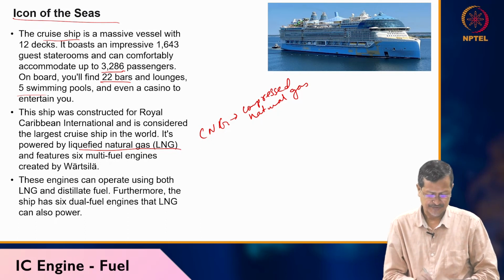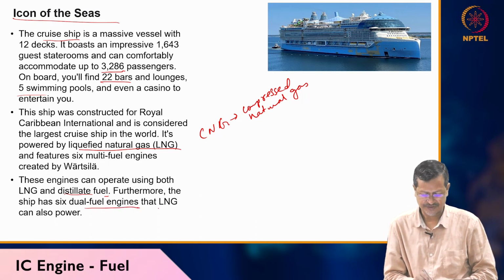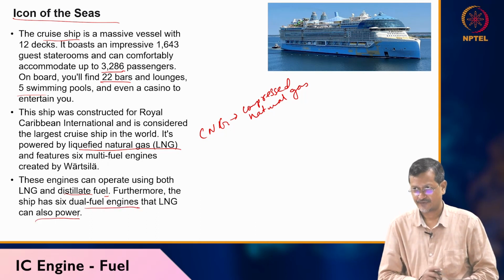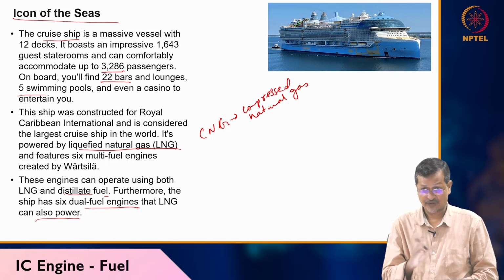These engines can be operated using both LNG and distillate fuel. Distillate fuel means like heavy fuel. Furthermore, the ship has 6 dual fuel engines that can also be powered by LNG. Okay, so this is a dual fuel engine.